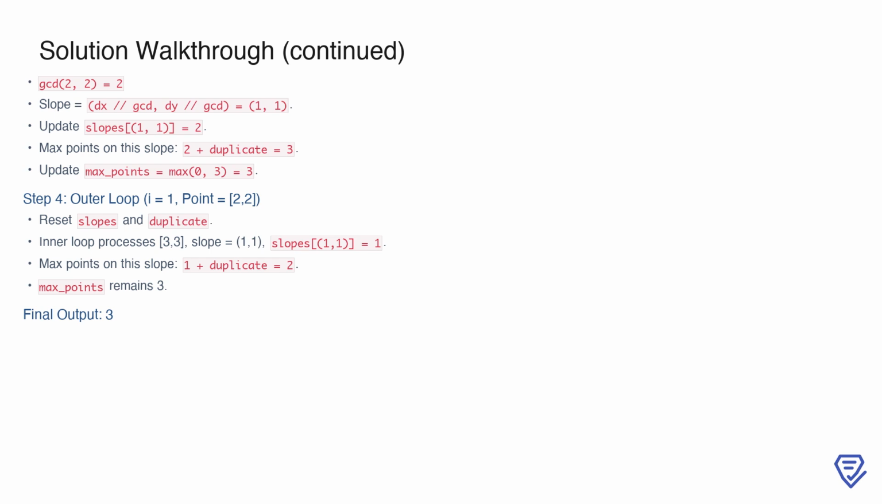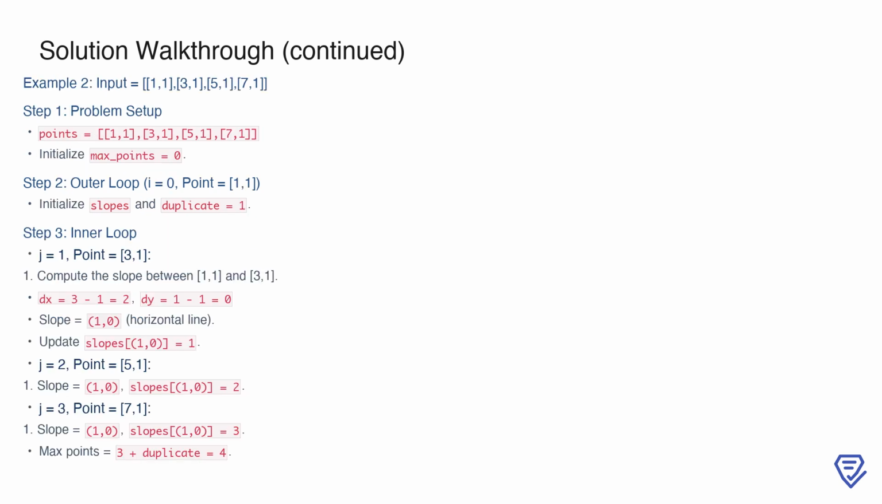Using the same slope calculation process, we find that the slope between these points is 1 1, and we increment its count in slopes. The maximum points for this slope, including the duplicate point, 2 2, is 1 plus duplicate, which is 2. However, since max_points is already 3 from the previous iteration, it remains unchanged. Finally, the function concludes with an output of 3 as the maximum number of points on a straight line for this example. Now, let's analyze another example with input points 1 1, 3 1, 5 1, 7 1.